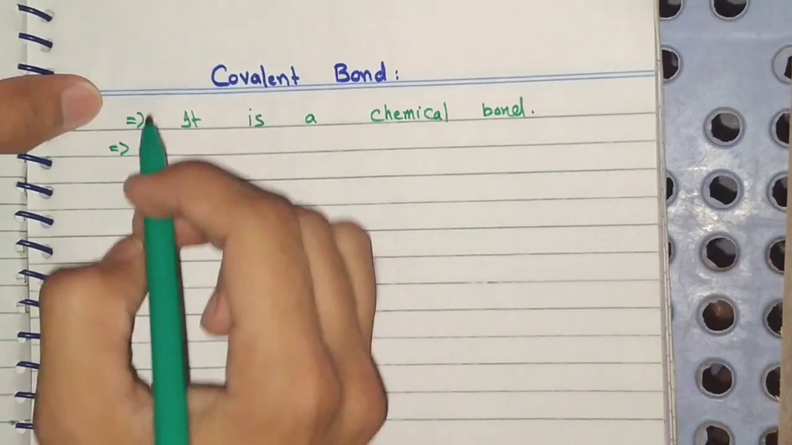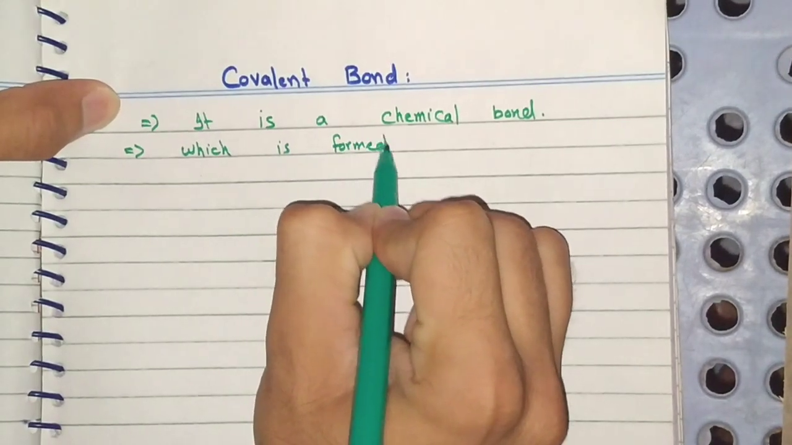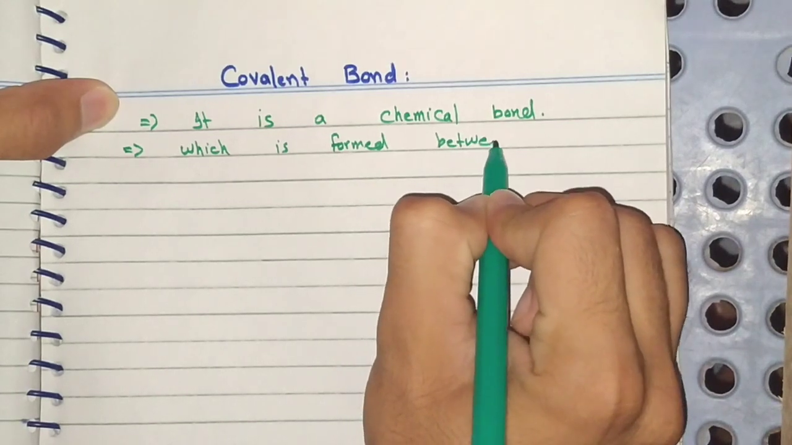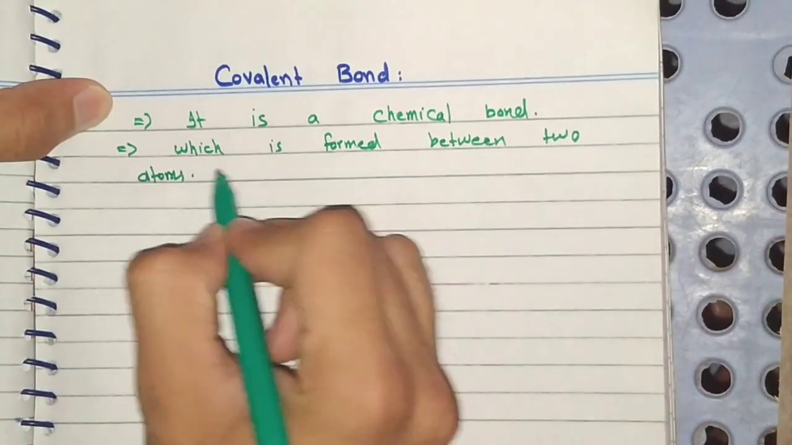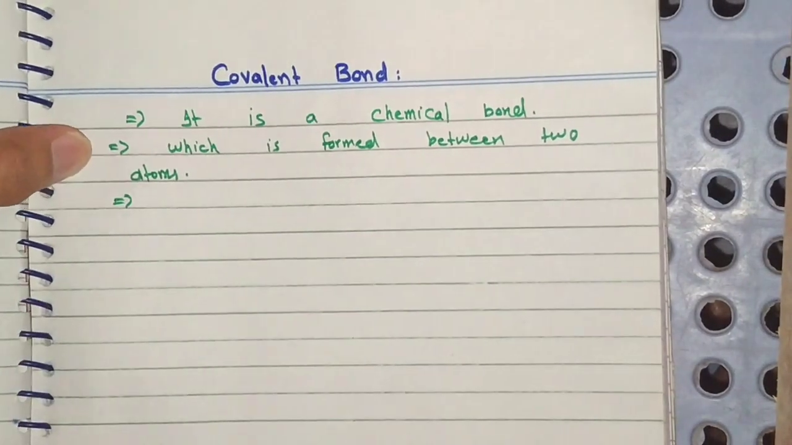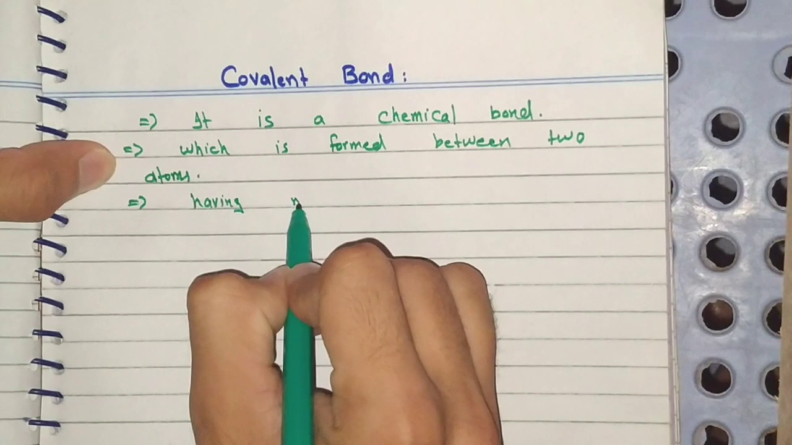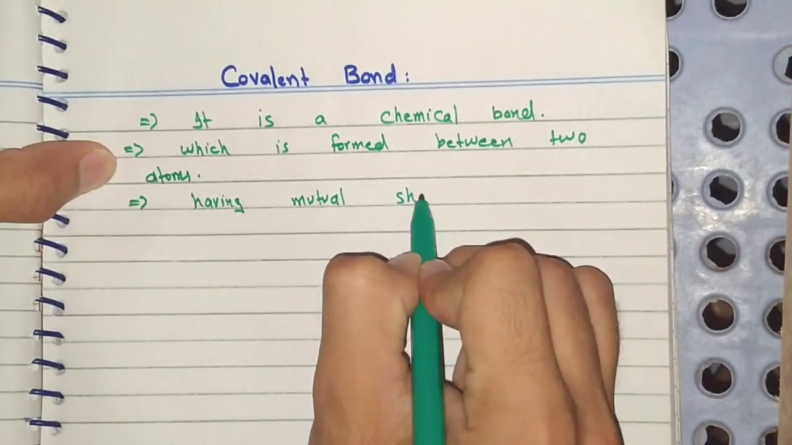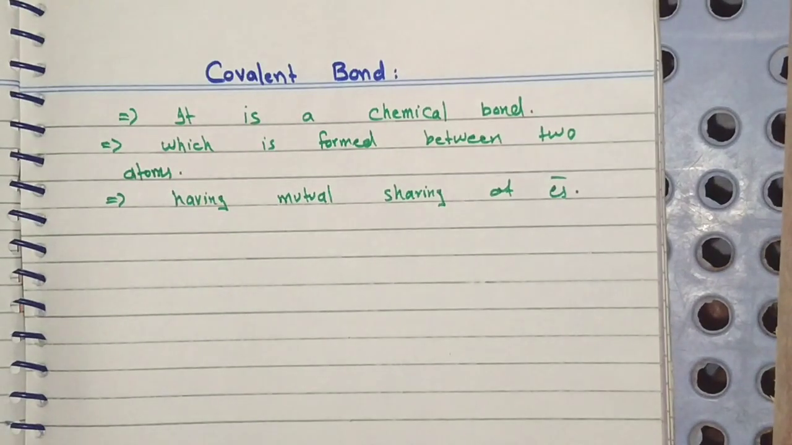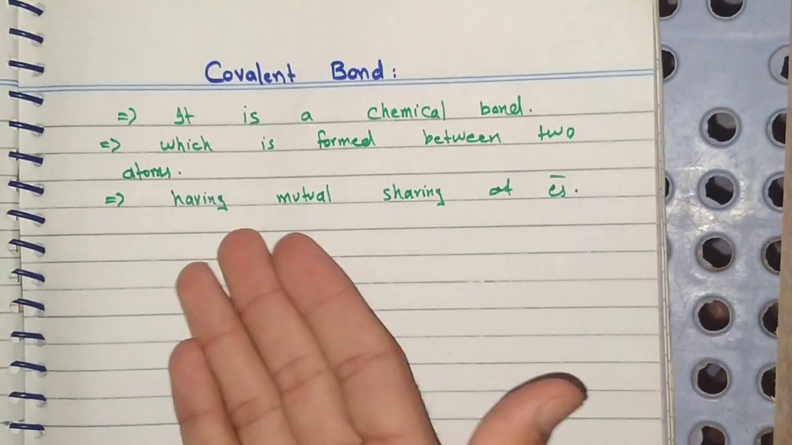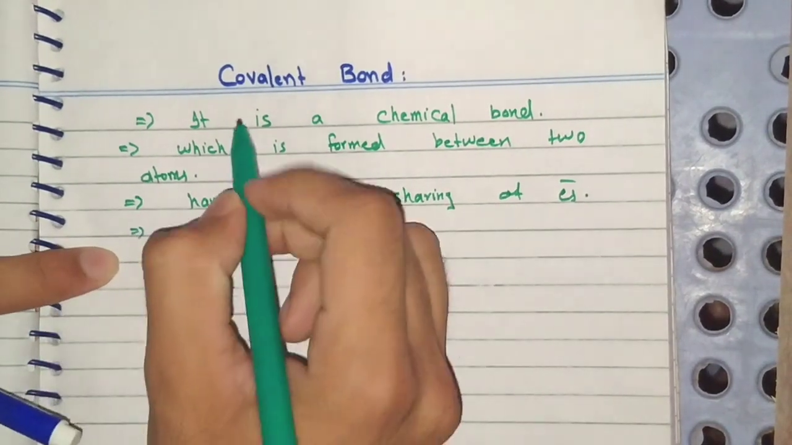And second point is that it is a chemical bond which is formed between two atoms. Third point is that these atoms are having mutual sharing of electrons. It is a chemical bond which is formed between two atoms having mutual sharing of electrons is called covalent bond. Simply.